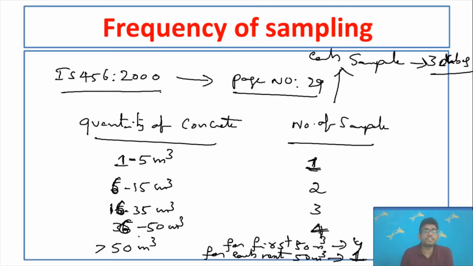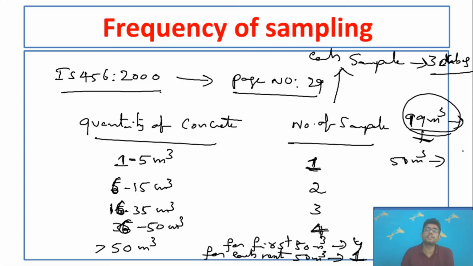Suppose you are working with 45 meter cube of concrete, how many samples do you have to collect? 4 samples. And suppose you are working with 99 meter cube of concrete, then how many samples do you have to collect? For the first 50 meter cube, how many samples? It is 4 samples. Then how much concrete is left here? 49 meter cube. For this 49 meter cube, you have to take one additional sample.